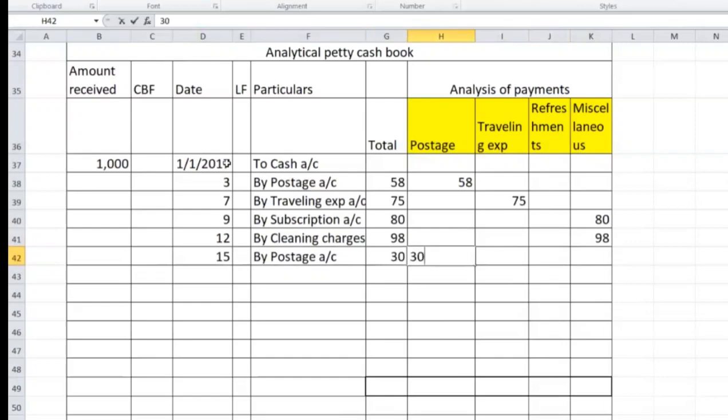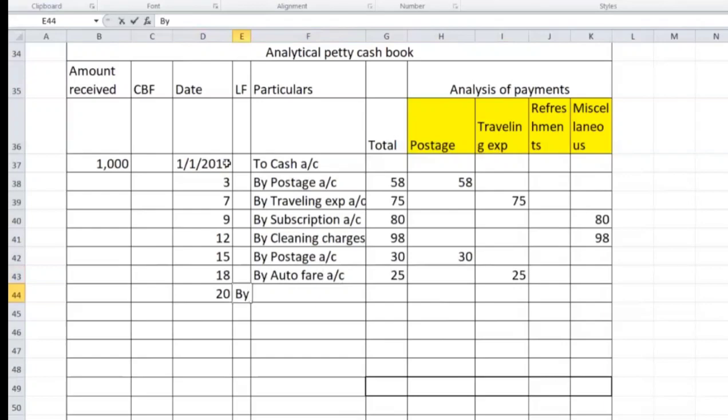After the 15th, the 18th, auto fare. So shall we take that in the traveling expenses? Auto fare can be treated as traveling, right? So write down in the total column 25 and in the traveling expenses 25. After the 18th, the 20th. On the 20th, Xerox charges.